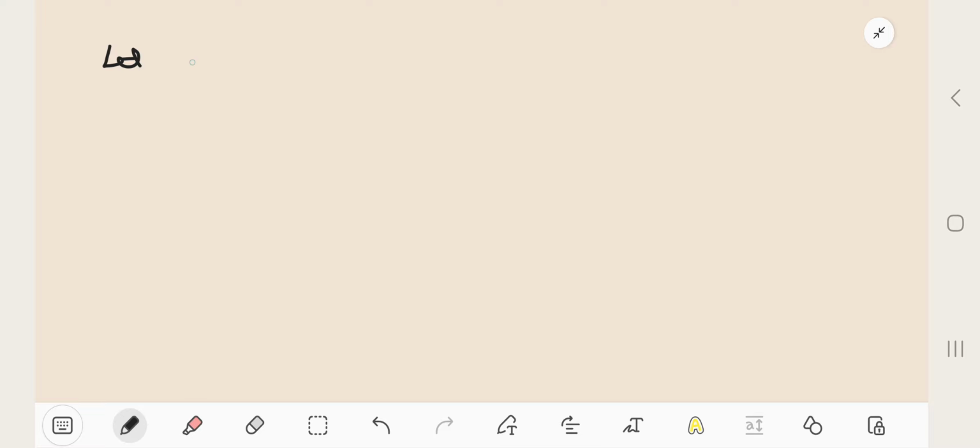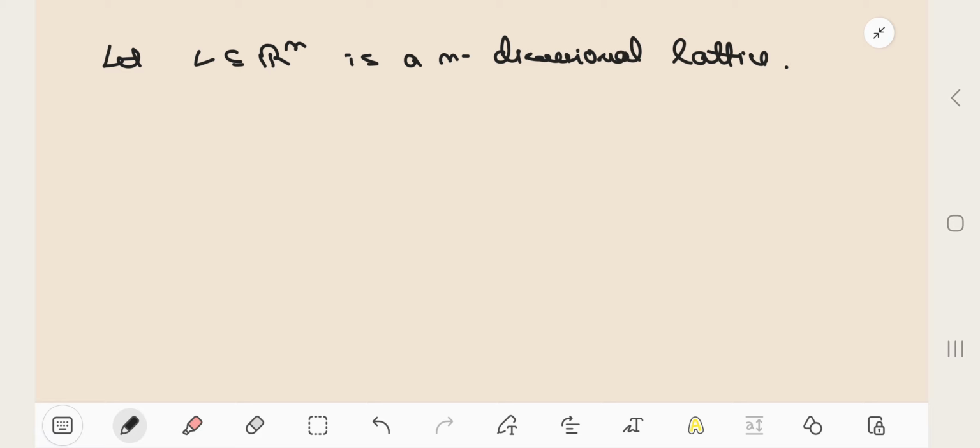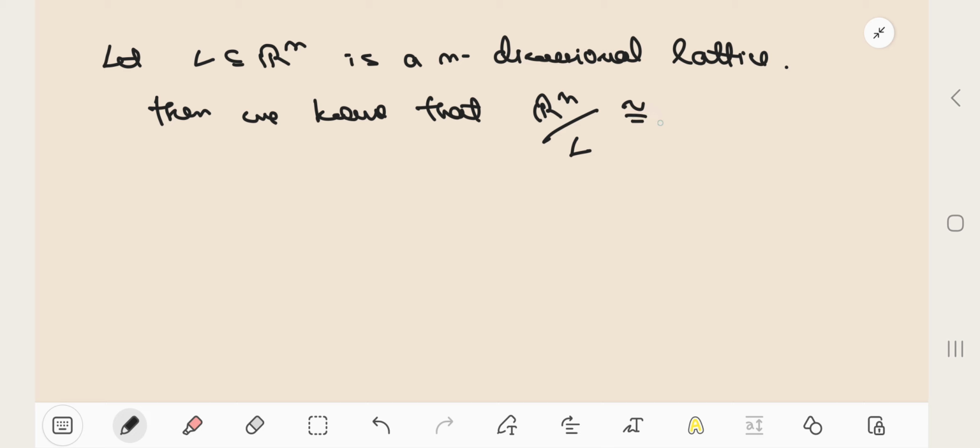Okay, so we started like this. Suppose L is an n dimensional lattice. Then, this is just a recall of what we did in the previous lecture, we know that Rn quotiented with L as a quotient group is isomorphic to Tn, where Tn represents the direct product of n copies of S, where S represents the unit circle, which we call the n dimensional torus.